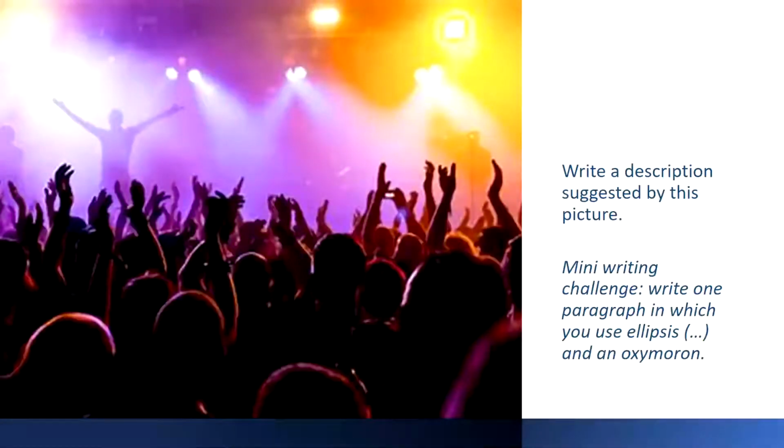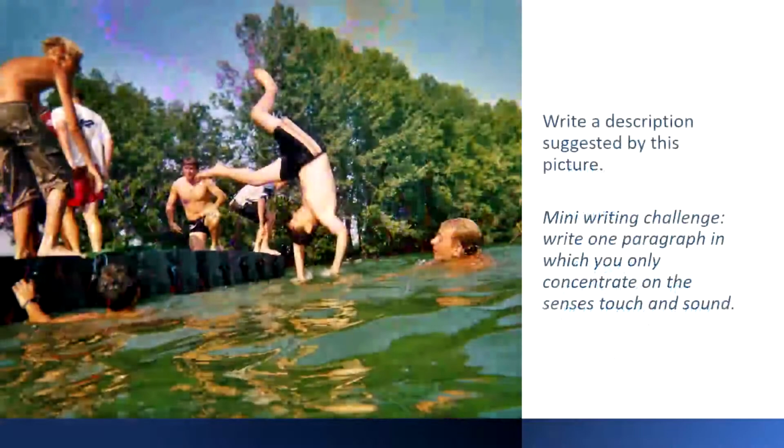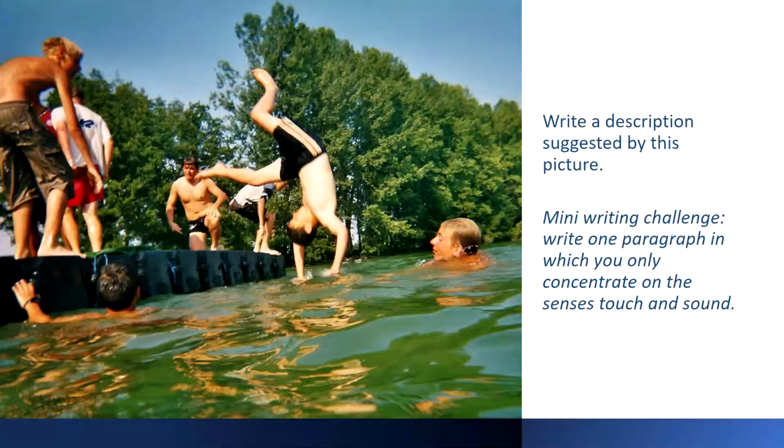So inside maybe a club or a concert venue, the writing challenge for this one is to write 1 paragraph in which you use ellipsis, so the 3 dots, correctly, and also can you put an oxymoron into that description. So a sunny theme for this one. Either write a description suggested by this picture, or for your mini writing challenge, 1 paragraph in which you only concentrate on the senses of touch and sound.